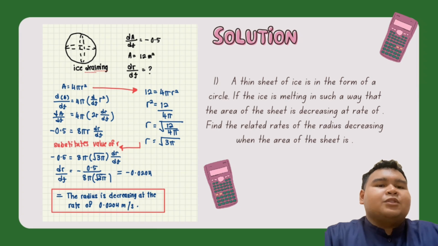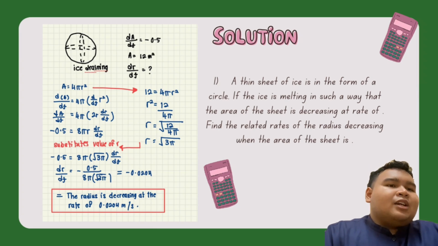And then substitute the value of dA/dt given in the question: negative 0.5 equals 8 pi r dr/dt. But we don't know the value of r yet. So from the area formula, we can determine the value of r by substituting the value of area given in the formula.